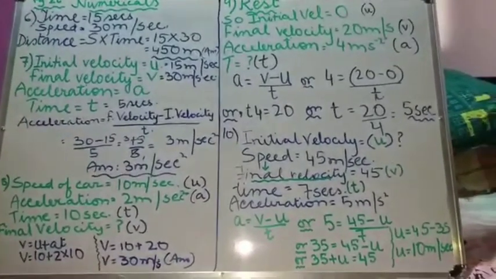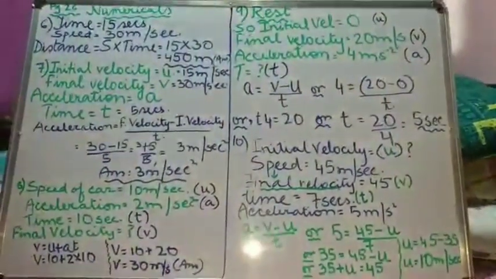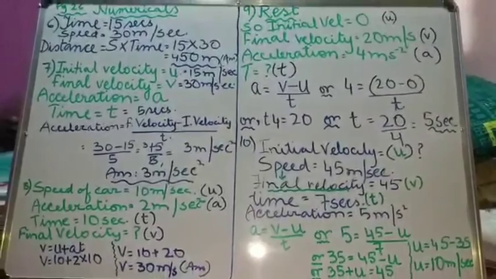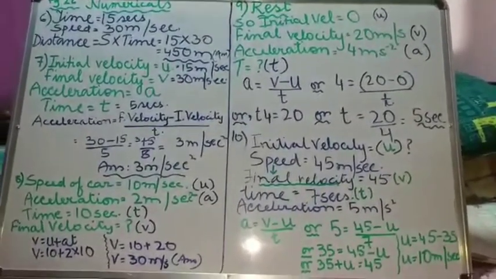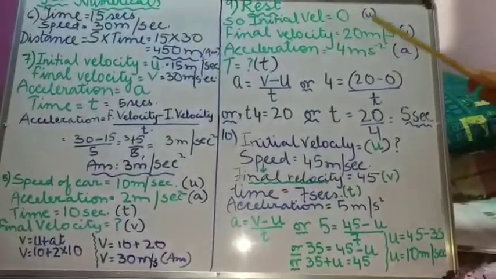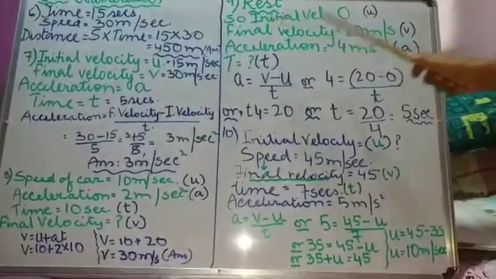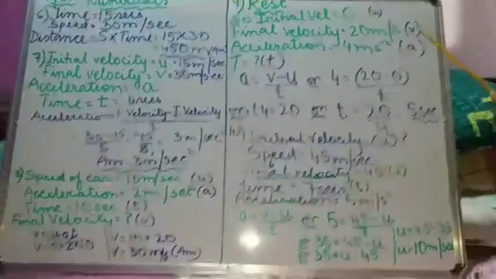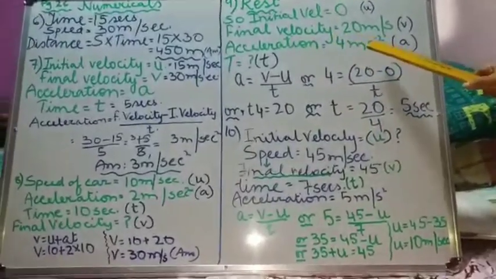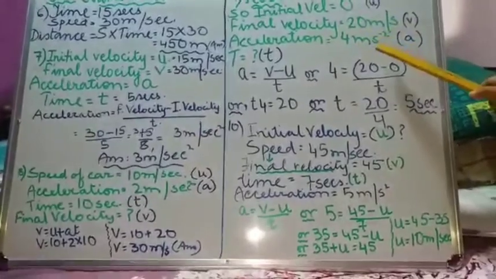Next we go on to question number 9. A bus starts from rest. So the initial velocity is 0. Why 0? Because the bus was at rest. Initial velocity u is equal to 0. Final velocity v is 20 meter per second. Next, acceleration a is 4 meter per second square.